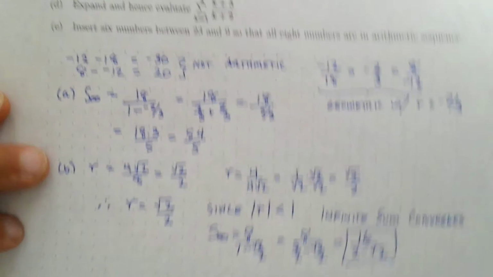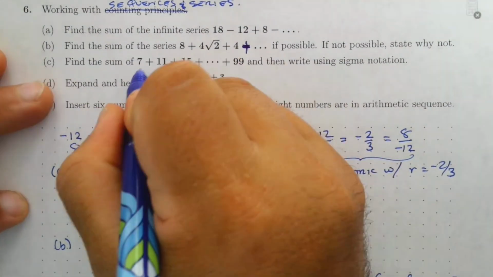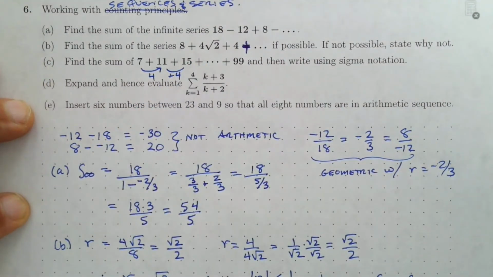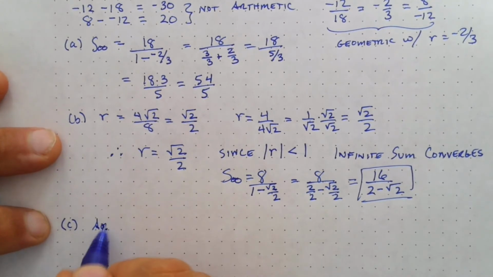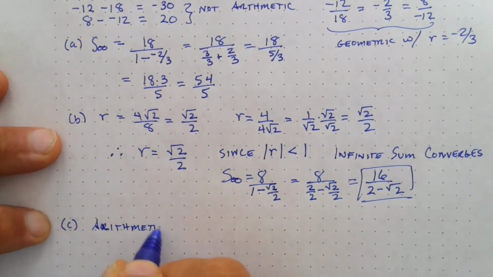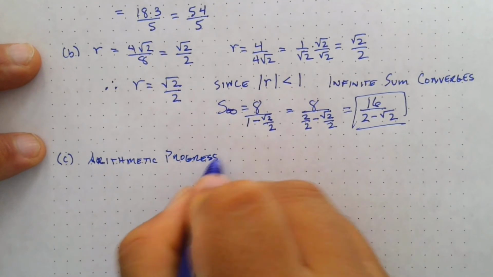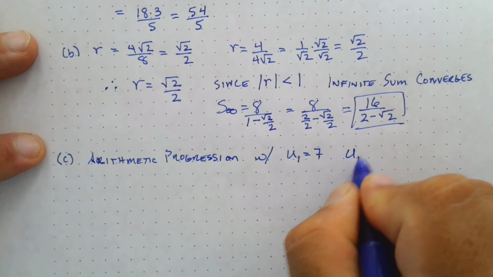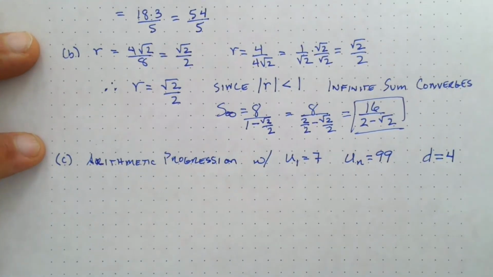Next, we come and we say, okay, well, what about this one? What's going to be the sum here? Well, for this one, if we look, we see, hey, I'm adding 4 and I'm adding 4. So I'm adding the same thing each time, which means I'm arithmetic. So for C, I have an arithmetic progression with a first term equaling 7, an nth term equaling 99, and a common difference equaling 4.